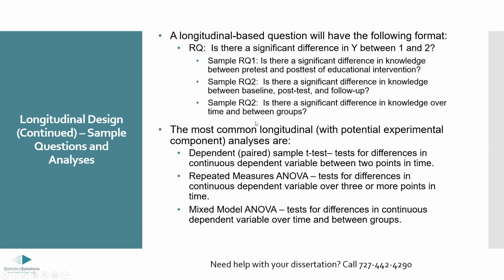So for the first question, you can run a paired sample t-test because you only have 2 points in time. Once you add a third time point, we can't just run a t-test. We need to run what's called a repeated measures ANOVA. So that's testing for differences in a variable over 3 or more points in time. And then this final question, sample question 3, is looking at differences in a variable over time and between groups simultaneously. So this final one is most likely what you will use if you're doing a true experimental design.